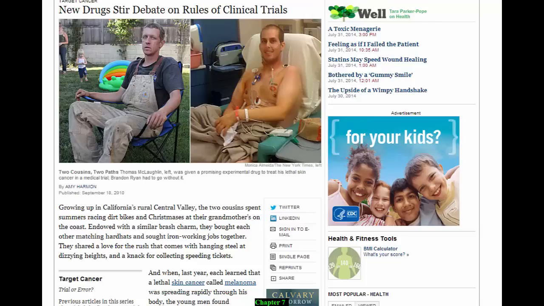Thomas McLaughlin got diagnosed first, and when he entered the trial, a computer lottery randomly allocated him to the actual treatment group. So he got the new drug, and he was getting better very rapidly. Long story short, a couple months later, when Brandon Ryan entered the trial, the computer lottery allocated him to the control group. The control group was the standard chemotherapy drug that is widely known not to work. He quickly progressed and got ill and passed away.